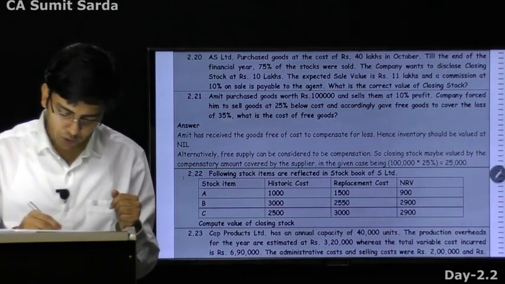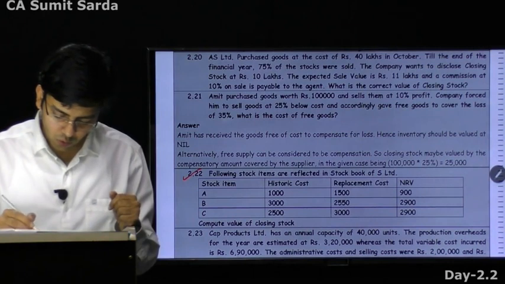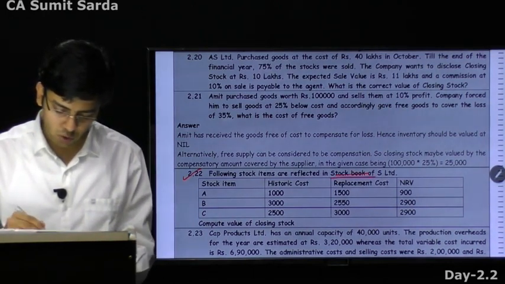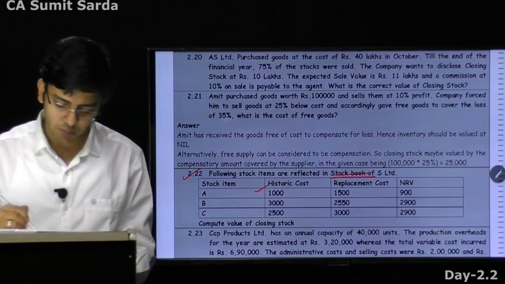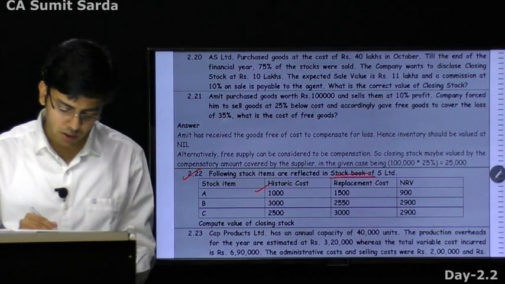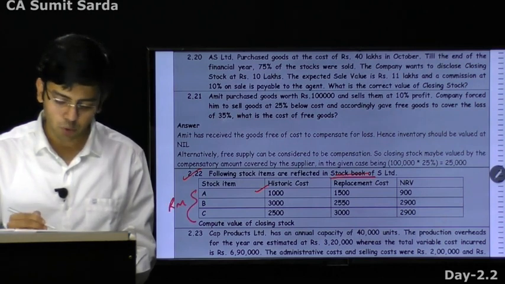So look at 2.22. Following stock items are reflected in the stock books. Stock books, historical cost 1000, replacement cost 1500, NRV 900. What are these ABC stock items? We'll consider them to be raw material.